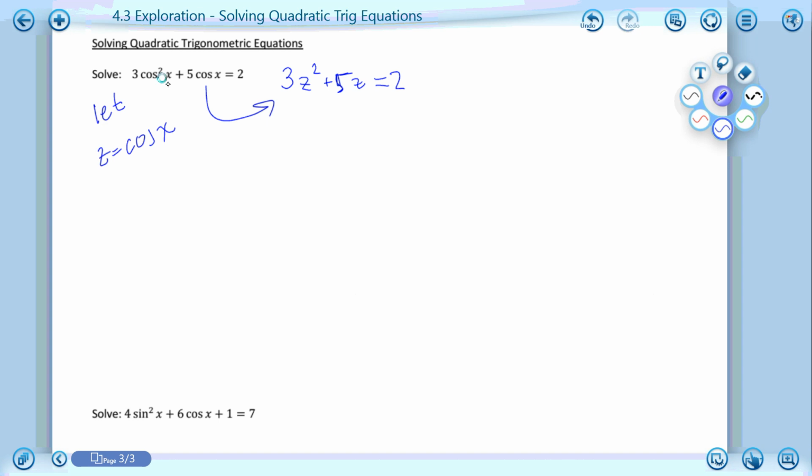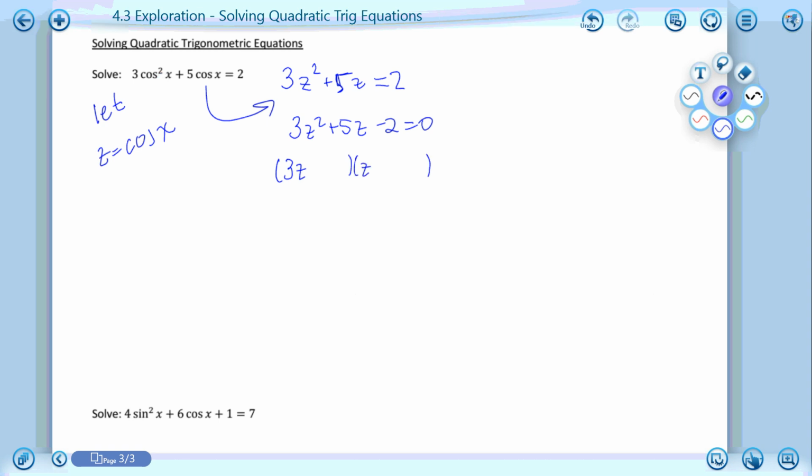Well, it's quadratic, so I'm going to get one side equal to 0. 3z squared plus 5z minus 2 equals 0. And now I want to go ahead and solve this either by factoring or quadratic formula. I'm going to go ahead and factor. This is an easy factoring problem. 3z squared only has really one choice for how to factor it, 3z times z.